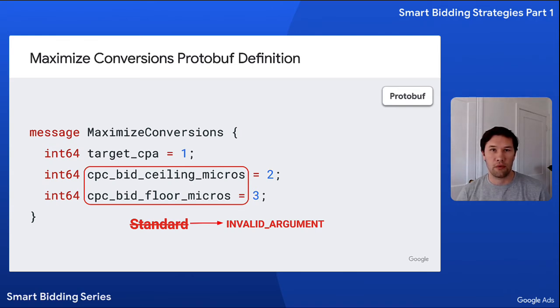Note that we typically recommend not setting these two minimum and maximum bid amount fields because they can limit the automatic optimization for your bid. For more details, see the bid limit section in the Target CPC Bidding Help Center article linked in the description.